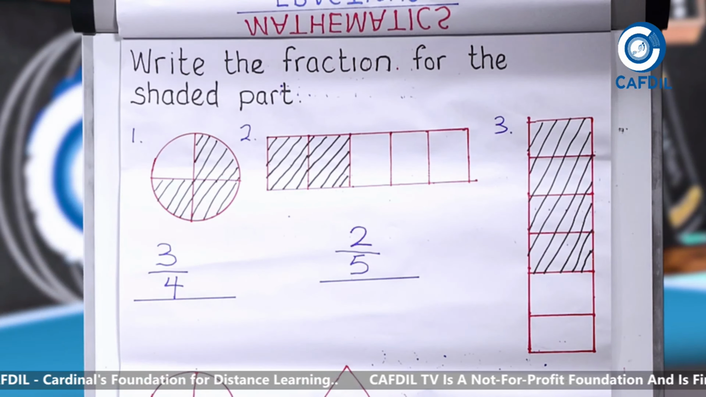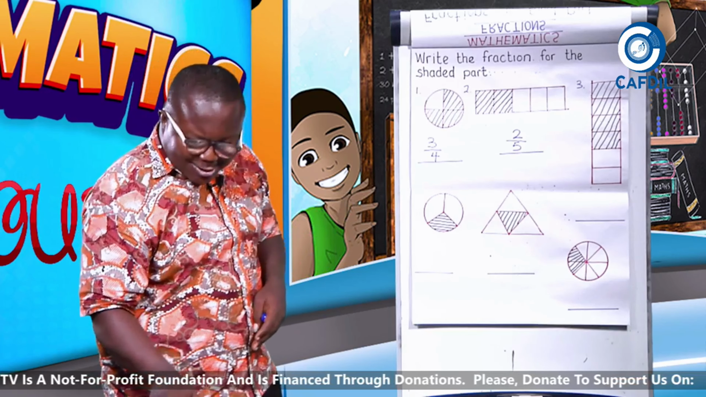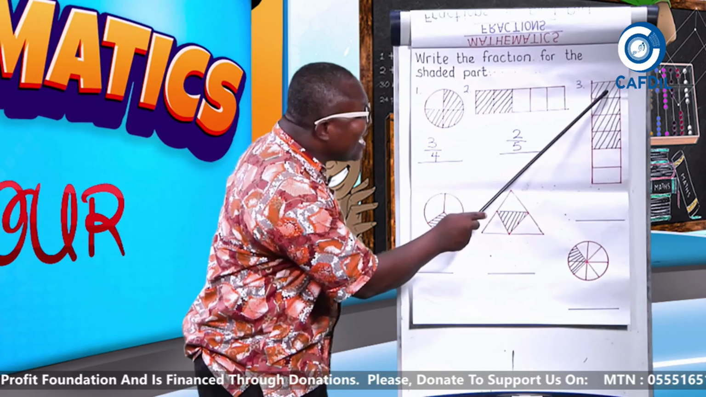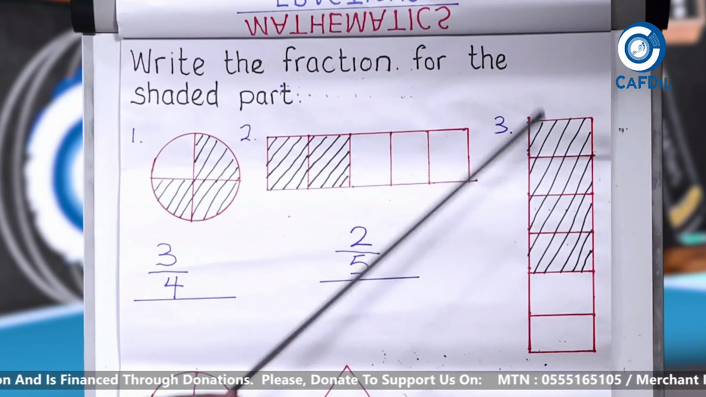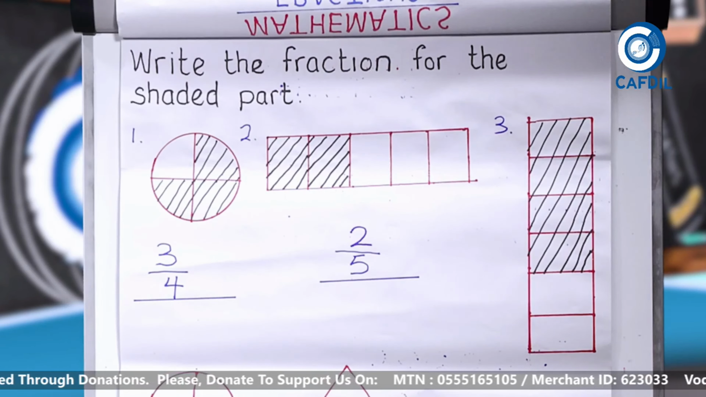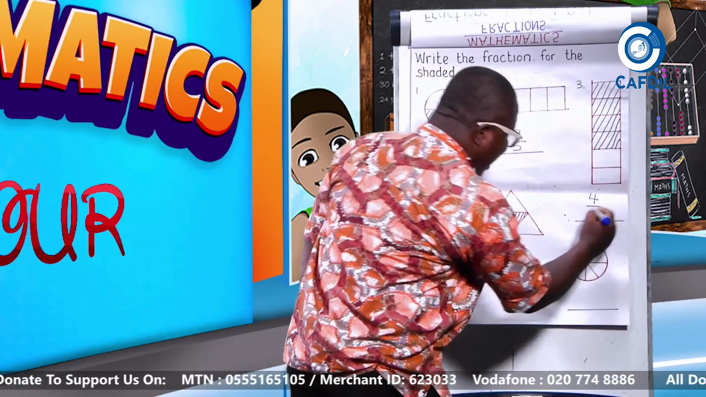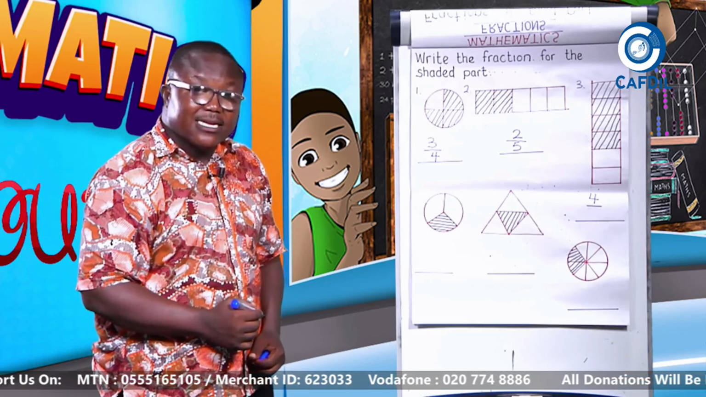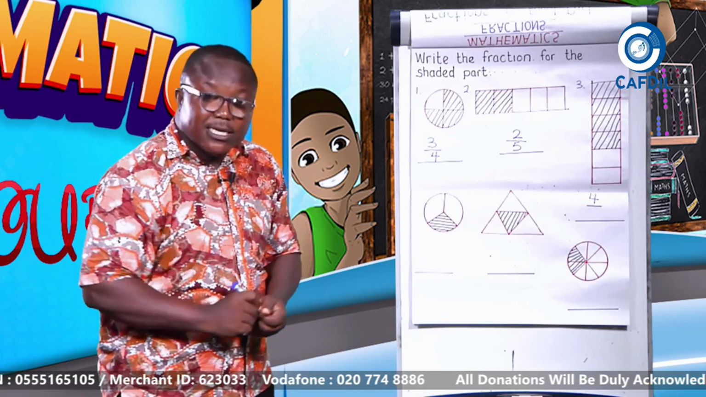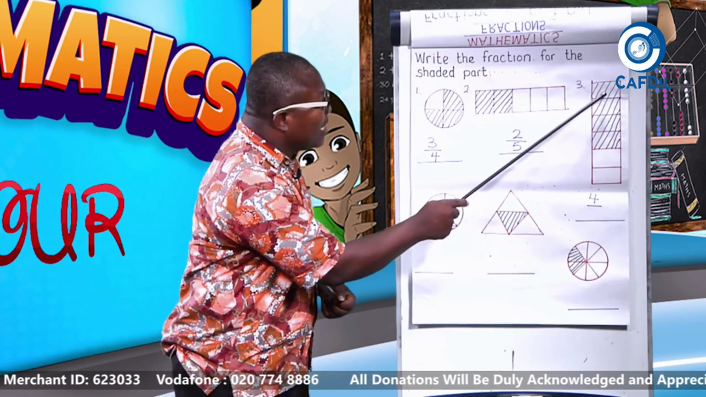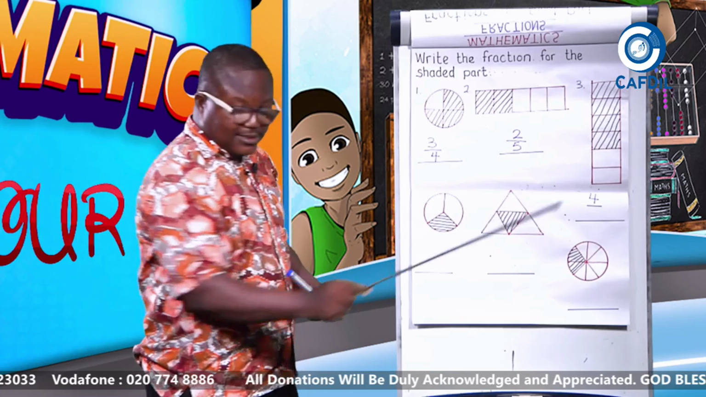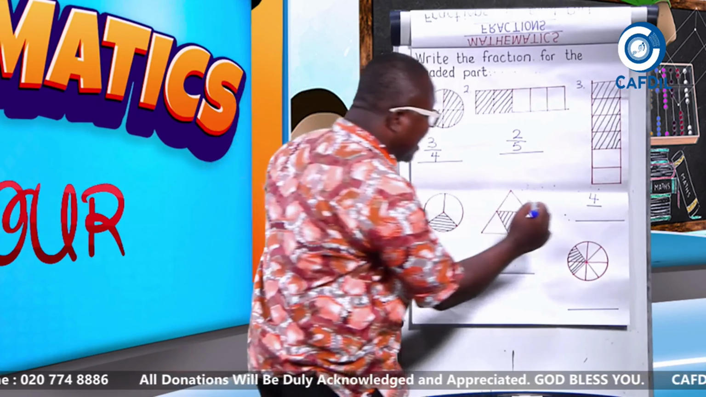Then how many has been shaded? So now we are considering the shaded parts. So the shaded part will be what? 1, 2, 3, 4. Good. So this one, it will be 4 out of the total. The total number will be what? The total equal parts 1, 2, 3, 4, 5, 6. So 4 parts have been shaded out of 6.